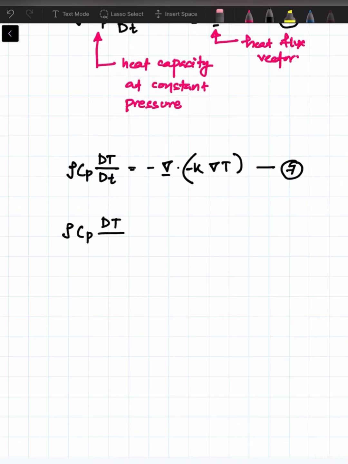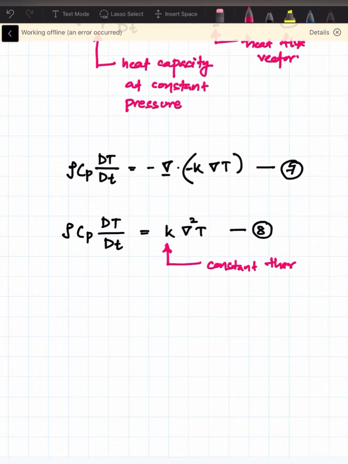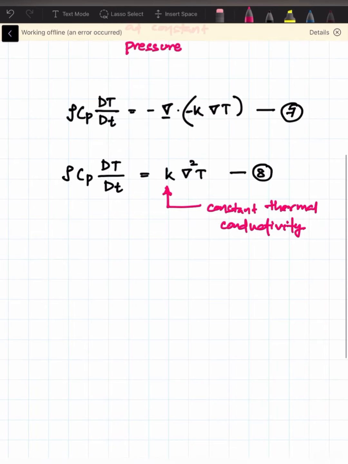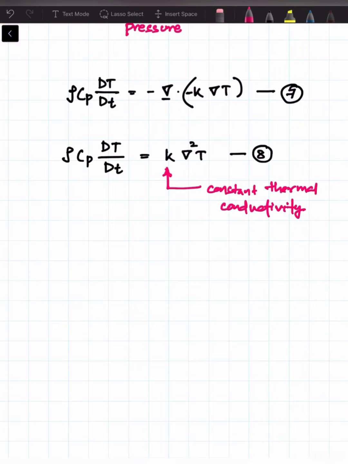Then this equation can be written as rho Cp DT/dt equals k del square T. If k is a constant, k can be taken outside. You already know that k is the thermal conductivity, which is constant in this case, and because of that we are able to bring k outside of the bracket here. It's not a function of space.